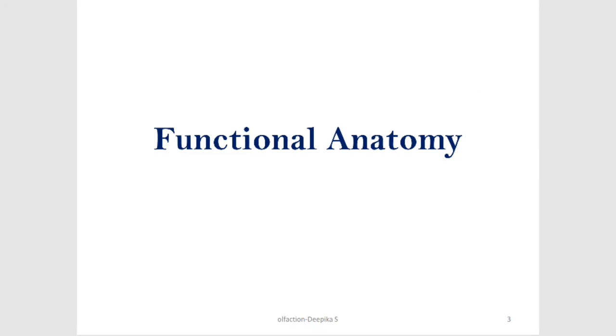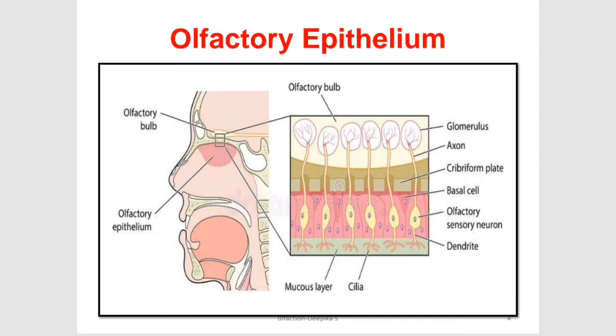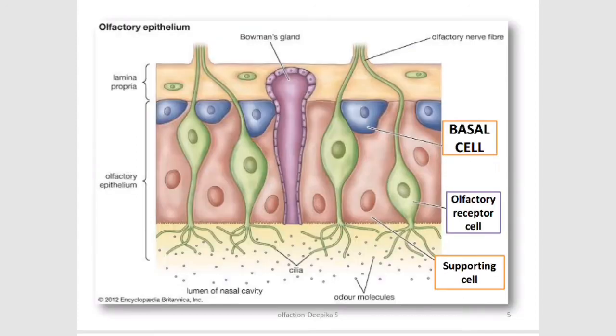First, we will see the functional anatomy regarding olfaction. Olfaction takes place in the olfactory epithelium. The total area of 5 cm square, which is present in the superior part of the nasal cavity, covering the inferior surface of the cribriform plate, constitutes the olfactory epithelium. This olfactory epithelium contains 10 million to 100 million receptors.